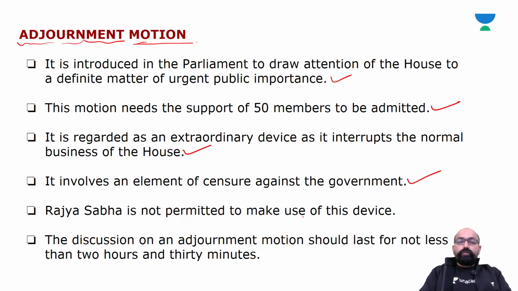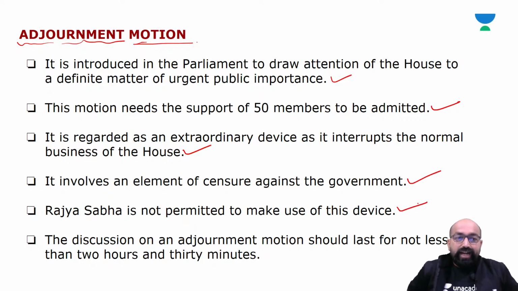Rajya Sabha is not permitted to make use of this device, that is adjournment motion. The discussion on an adjournment motion should last for not less than 2 hours and 30 minutes. This is the provision in the adjournment motion.